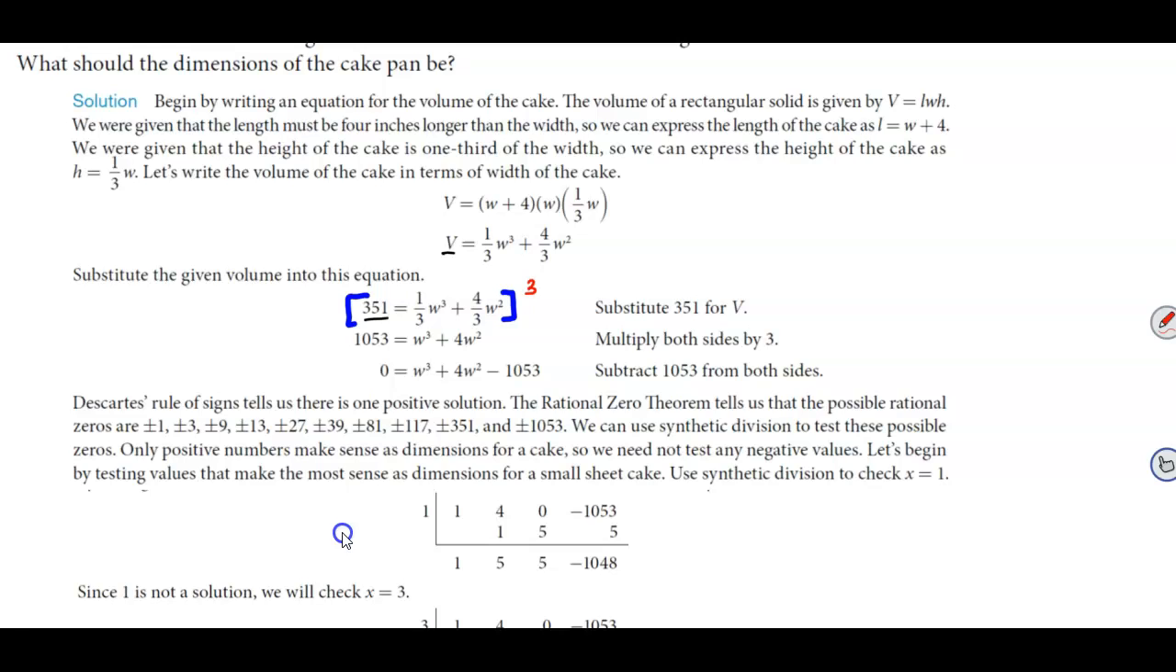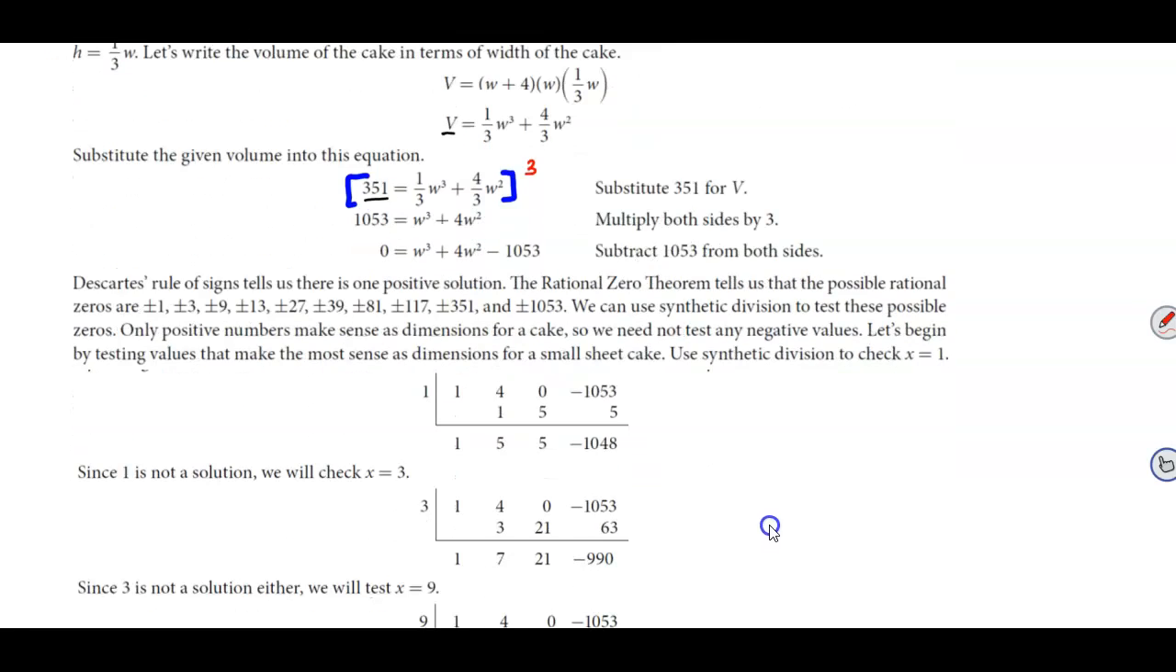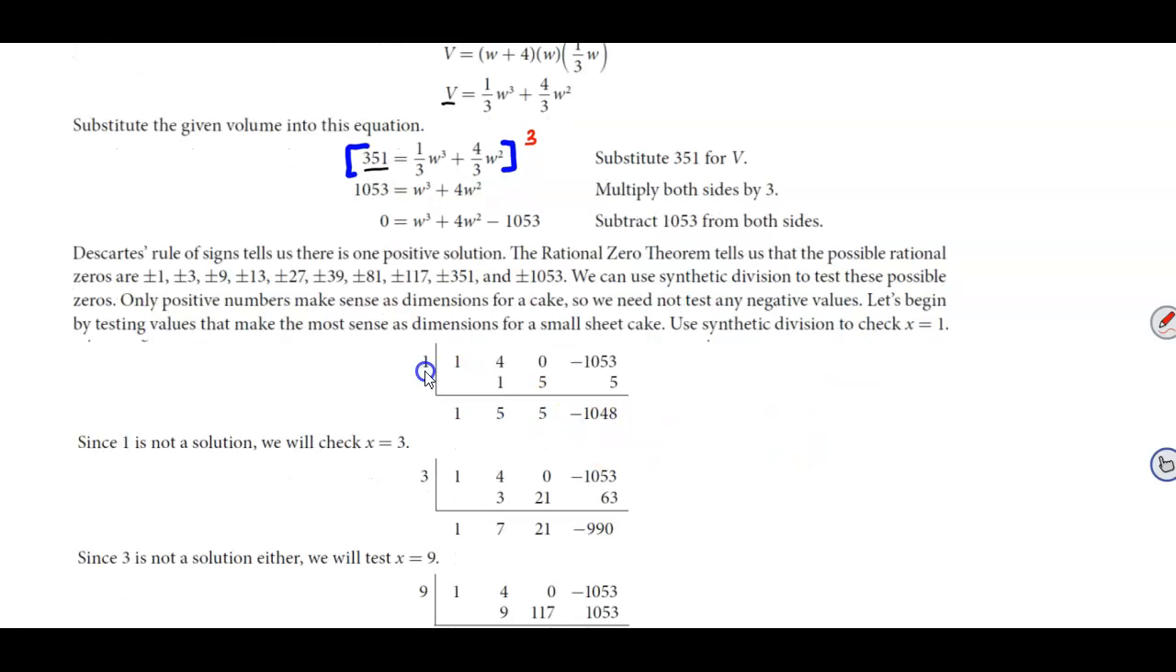Now we can use synthetic division to test these possible zeros. Only positive numbers make sense as dimensions for a cake, so we need not test any negative values. So let's begin by testing values that make the most sense as dimensions for a small sheet cake. So we're going to use synthetic division to check x equals 1. If we plug 1 into the function, you can see here that we get a remainder of negative 1048. So therefore it's not a zero of the function.